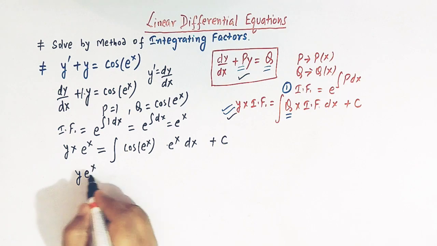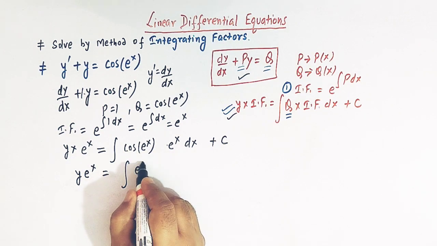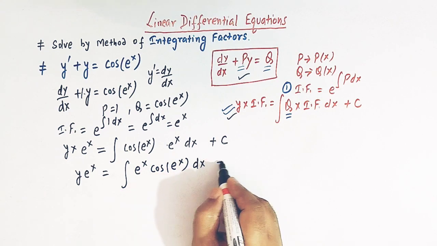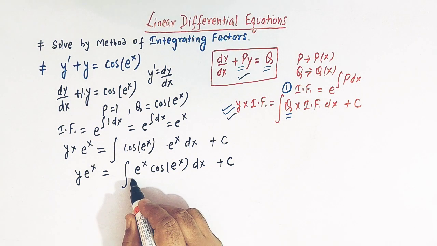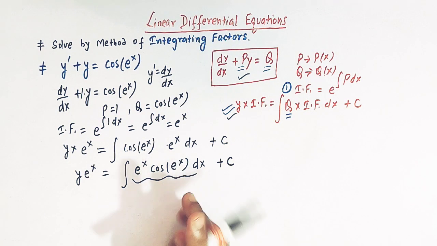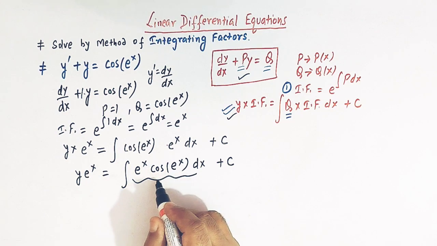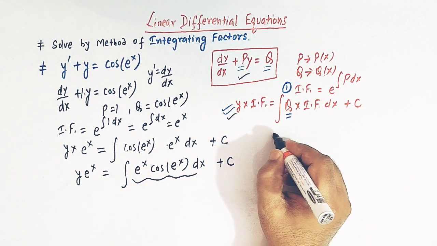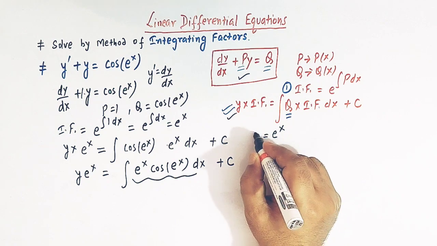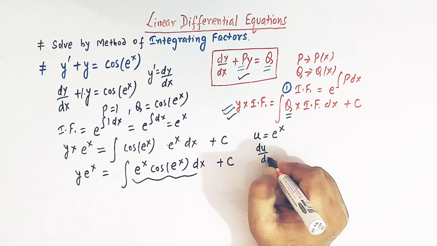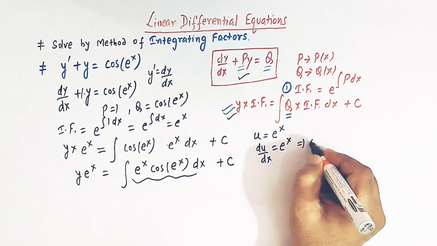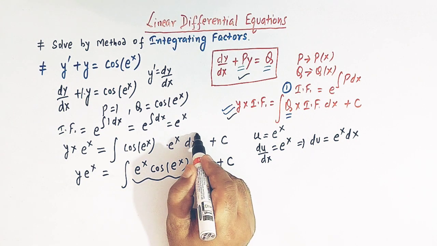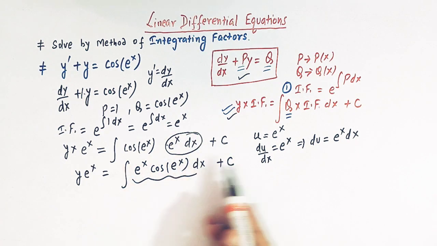So this is y e raised to x, and this integral can be written as e raised to x cos e raised to x dx plus c, right? Now we have to evaluate this integral, and this integral can be easily evaluated by the method of substitution. So what we can do here is take e raised to x equal to, say, u. So du over dx is e raised to x, so du is e raised to x dx, right?